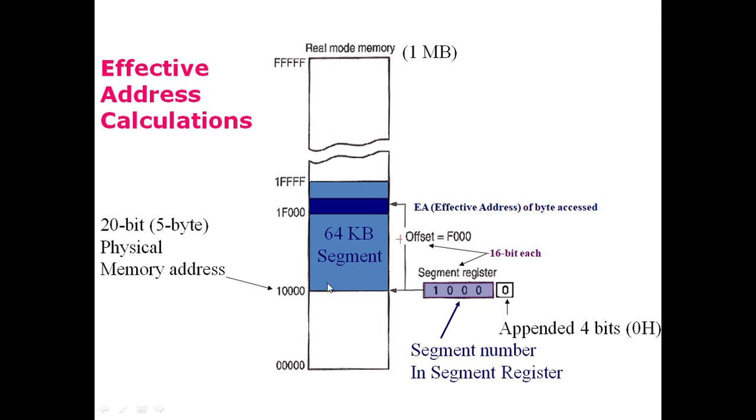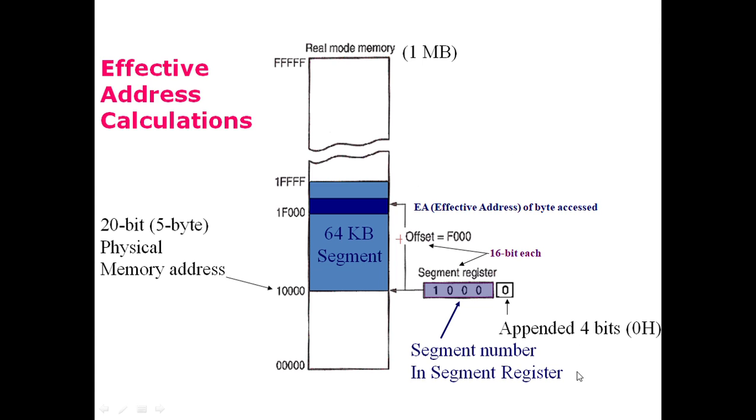So the starting address of the segment is 10000, and when F000, which is a 16-bit offset address, is added to the starting address generated here, we get 1F000. So this 1F000 is the effective address of the byte that is to be accessed in this particular segment.